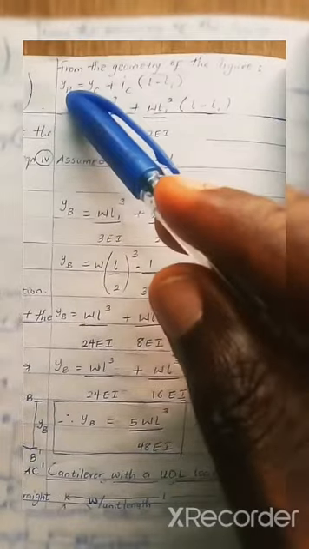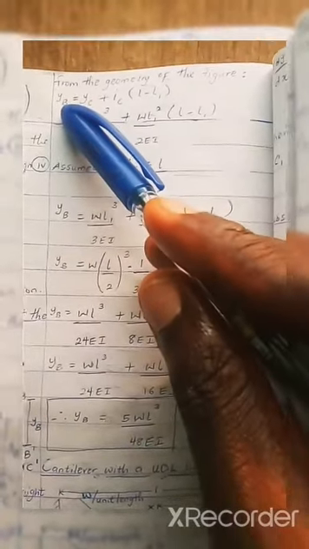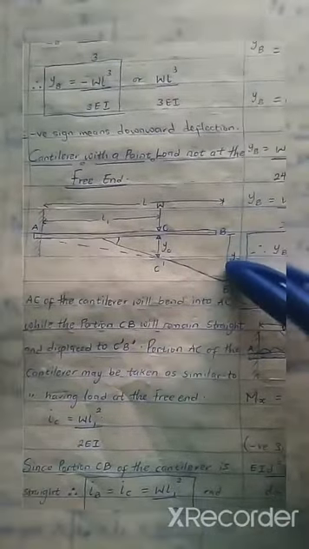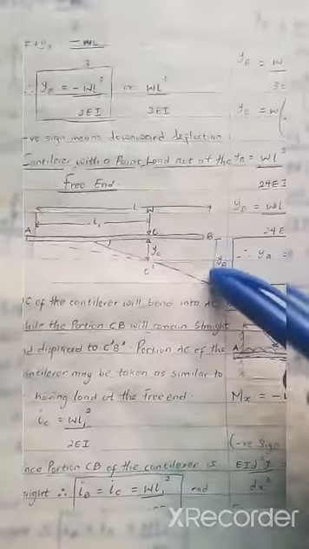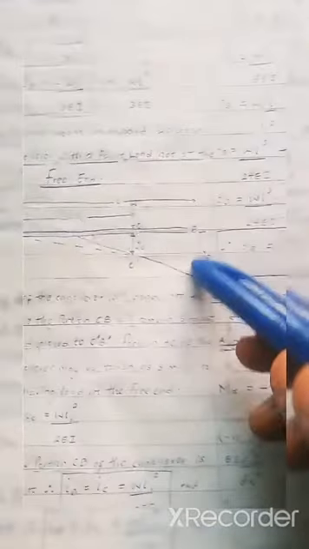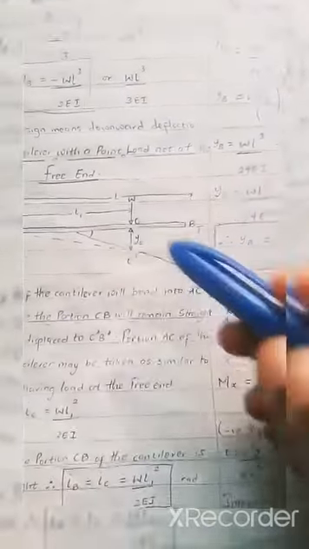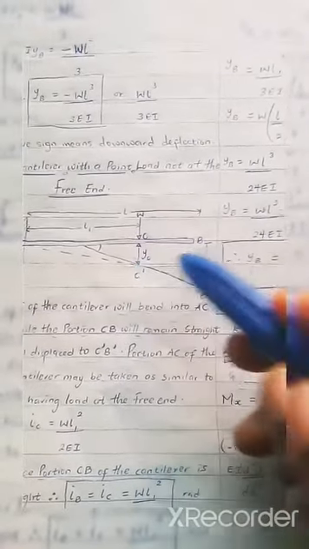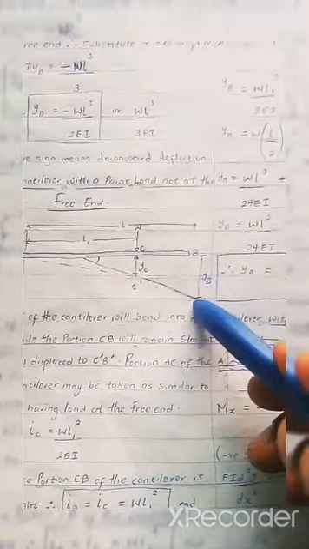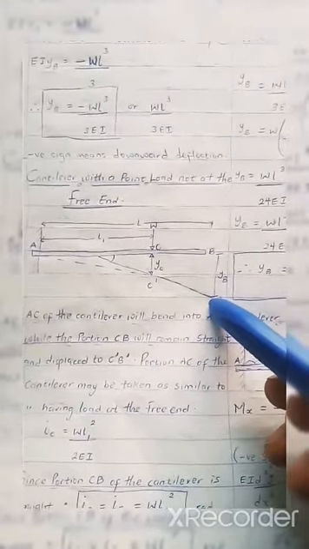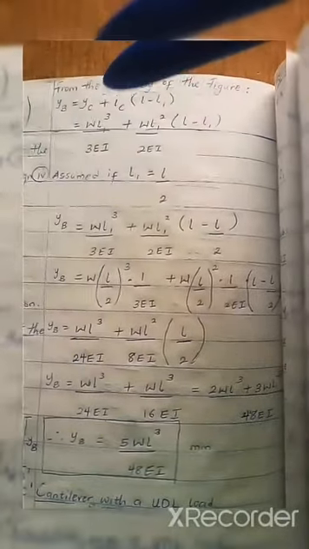At YB, where we're having the maximum deflection, we're having two deflections. We're having the maximum deflection here at point B, and we're having one deflection here at point C. So we want to get the deflection at point B. How do we do that? We proceed to solving it.